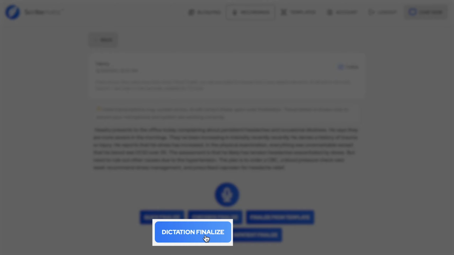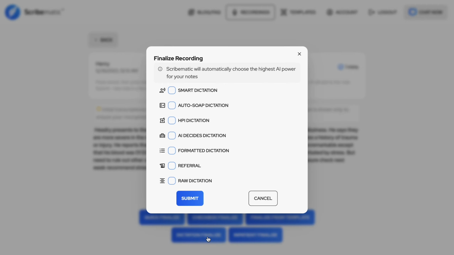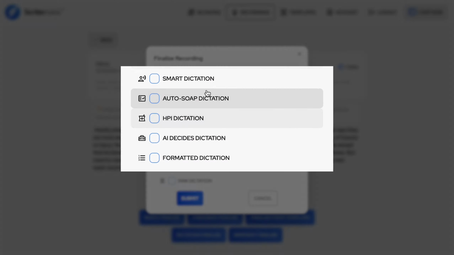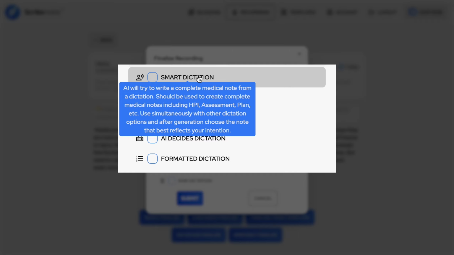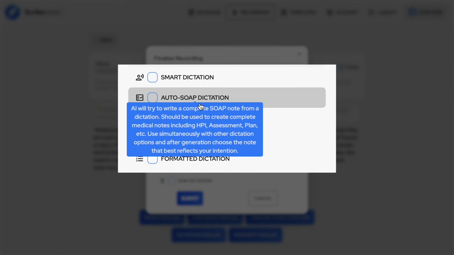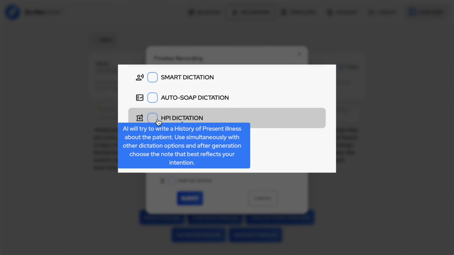When finalizing a dictation, you are presented with several options. The AI will use the transcript of the dictation to write notes in different ways based on your choices. You can read exactly which choice does what by hovering over a box. We recommend checking several boxes at the same time.